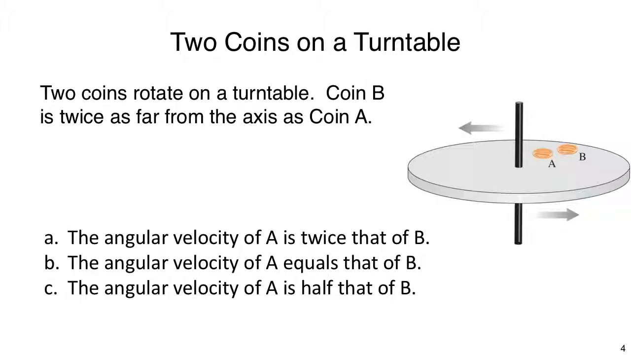Coin B is twice as far from the axis as coin A. Okay? So they're in two different radii. And which of these statements is true? The angular velocity of A is twice that of B. The angular velocity of A is equal to that of B. Or the angular velocity of A is half that of B. So go ahead and take about 30 seconds.